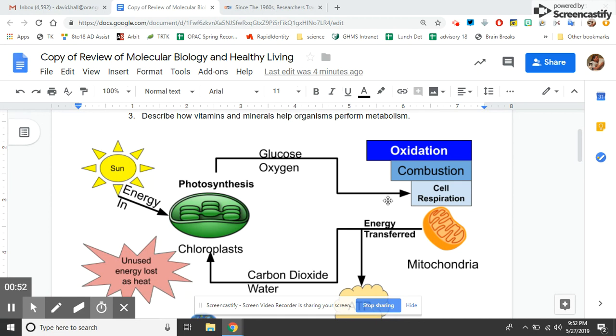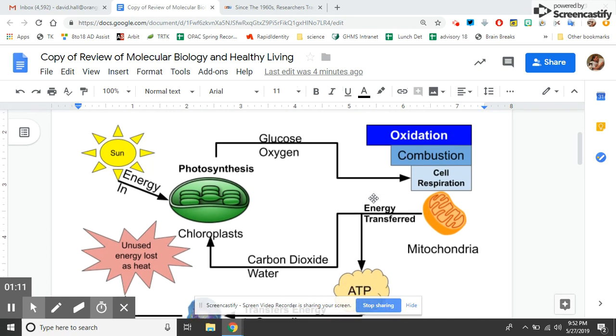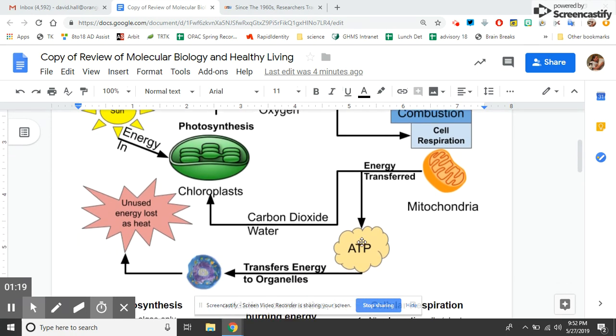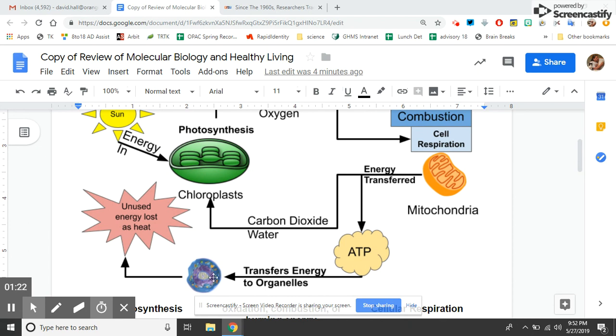Glucose and oxygen go to all the cells, both plant and animal cells, and undergo cellular respiration. That's when the glucose is oxidized. Oxidation, remember, is just adding oxygen to something. Combustion only takes place in the presence of oxygen. So does glucose combust in the mitochondria. This allows the energy to be transferred, converted into what we call ATP. That transfers energy to the organelles. The organelles are able to do all these cell processes. Any unused energy is lost or transferred as heat.